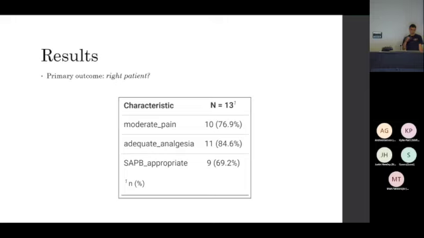So one way to conceptualize the results is to break it down into the right patient, right time, right care. The first primary outcome of our study was to work out whether we were identifying patients that would benefit from this serratus anterior plane block. To be considered appropriate, we had three criteria.